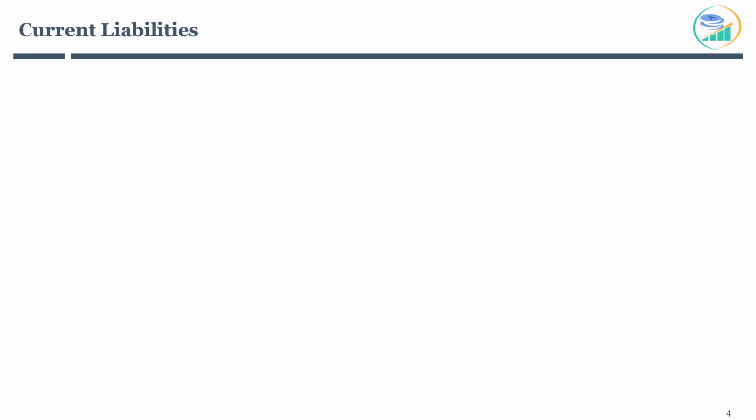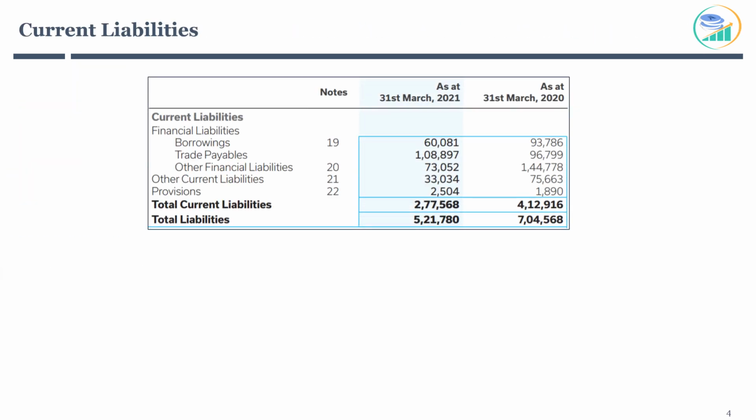Now, it's time to review current liabilities and understand how it is recorded on balance sheet. Current liabilities are a company's obligations which are expected to be settled within a year. The first line item on current liabilities is financial liabilities. This is further divided into 3 different line items. Let's review few line items.